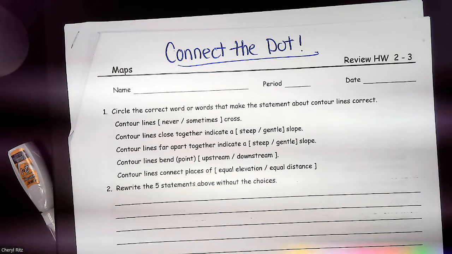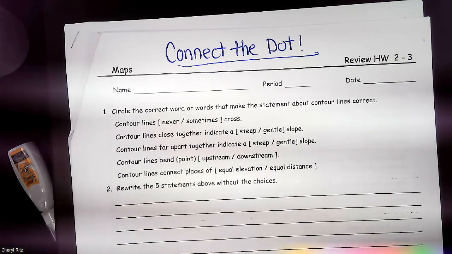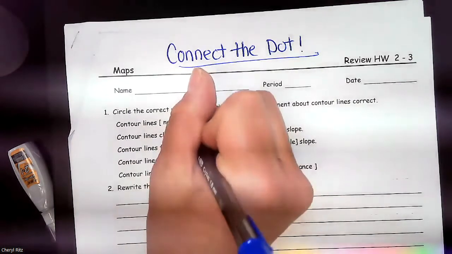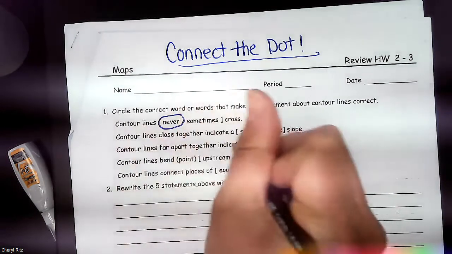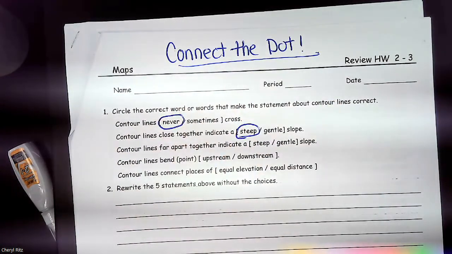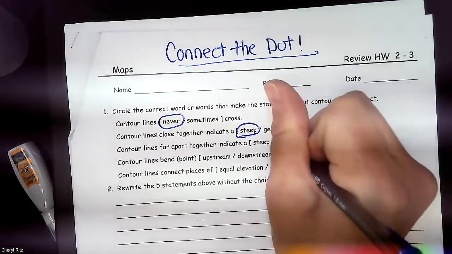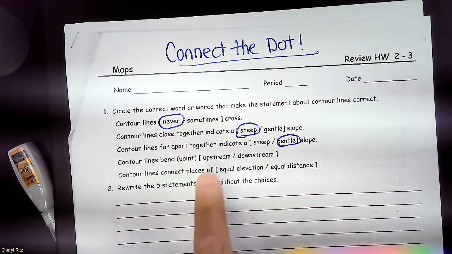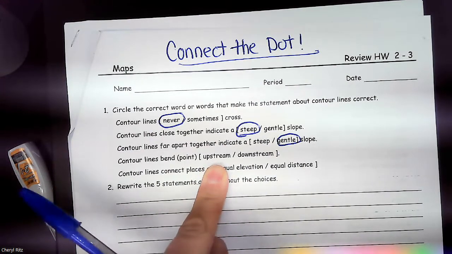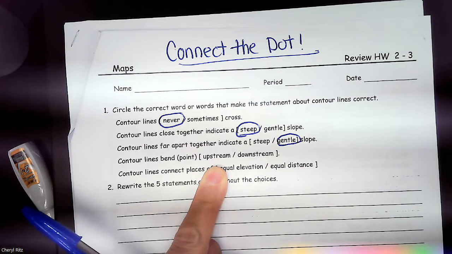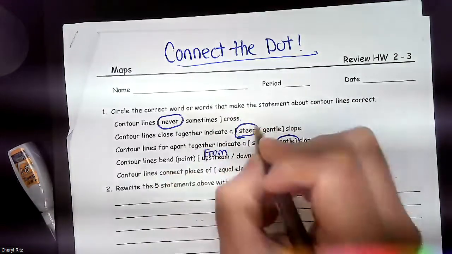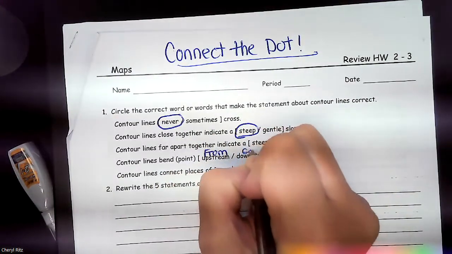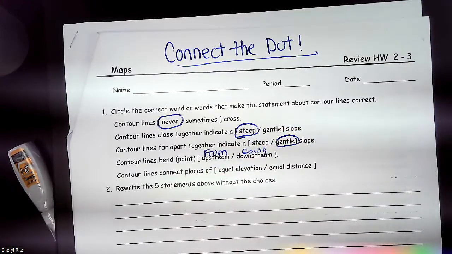First of all, what are the rules? Contour lines never or sometimes cross? They never ever cross. What happens if the lines are close together? What does that tell you? Steep slope. What happens if the lines are far apart? Gentle slope. What about when the contour lines bend upstream? So first of all, what does upstream mean? That's the uphill one. So this means where it comes from. Downstream is downhill, so where it's going. Do they bend upstream or downstream?